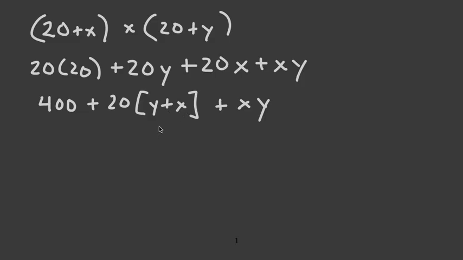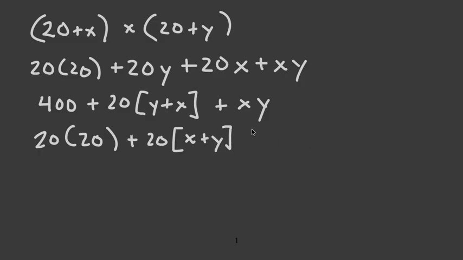Now, of course, this y plus x is the same thing as x plus y because addition is commutative. So what we can think about then is, what if we had this 400 and factor this whole thing? So there's a 20 in both of these. We can say 20 times 20. I guess we're going back to this one. But 20 times 20, and there's also a 20 times this. I'm going to just replace it with x plus y here, and then have the x and y on the end.